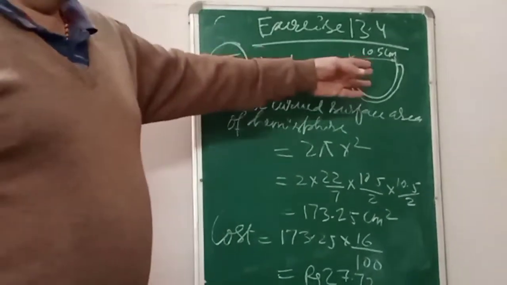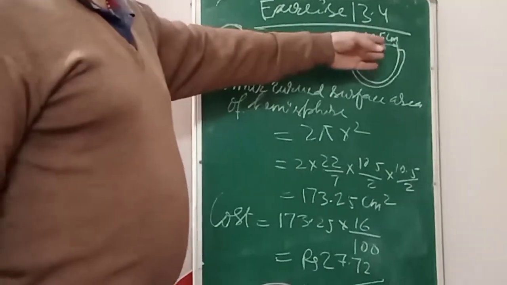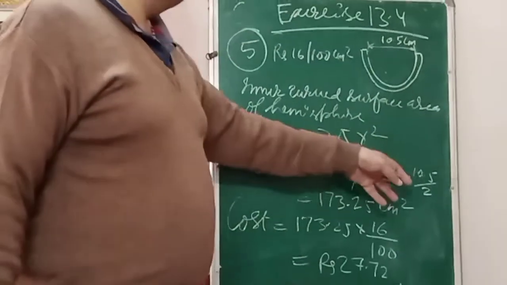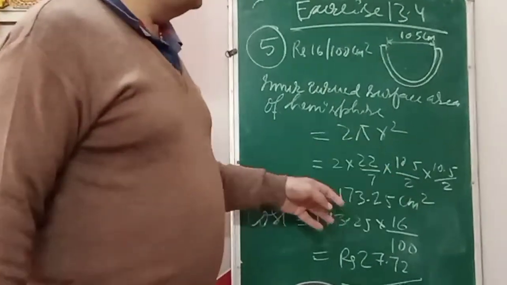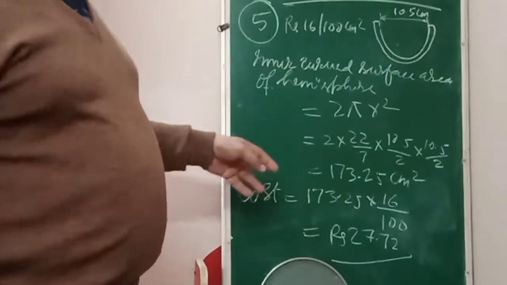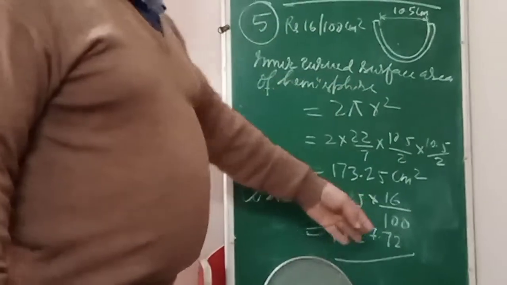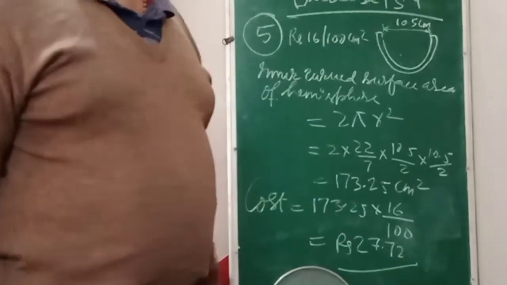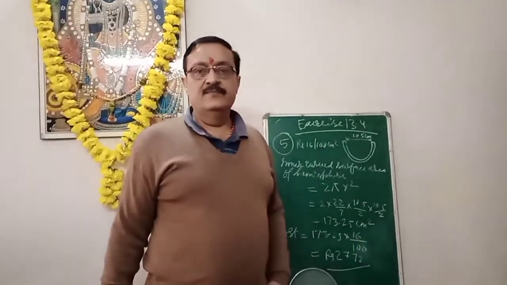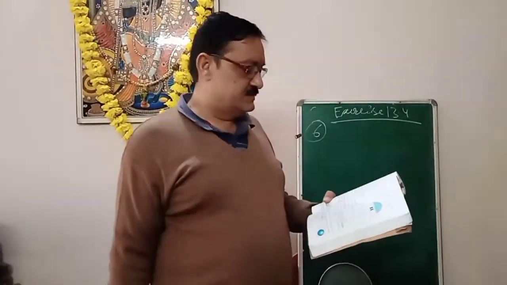So this is about the fifth question. We know the curved surface area of hemisphere. We need to paint it from inside. So inside diameter we know, so inside radius we know. We put the value, we get the inside curved surface area of hemisphere, and we know the cost of painting. So we multiplied it with the cost of painting and we got the actual cost required for doing this tin plating from inside.